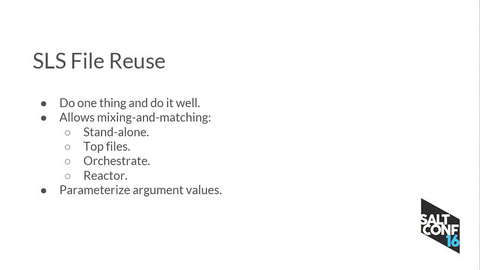So each SLS file should do one thing and do it well. There should be one SLS file that installs Apache and starts the service. There should be one SLS file that puts the configuration file in place. It sounds terribly granular, but the reason for this is now I can import these files from other SLS files.